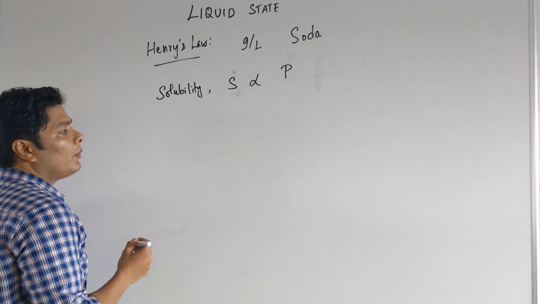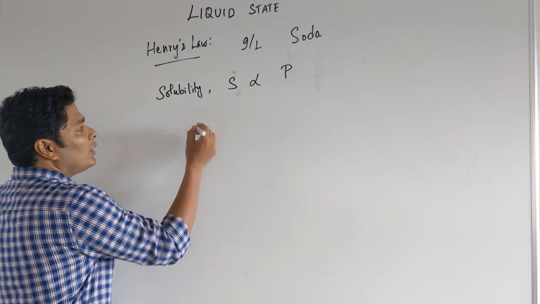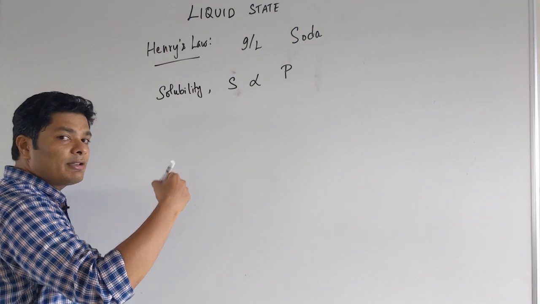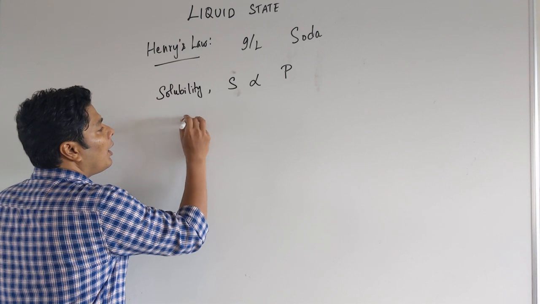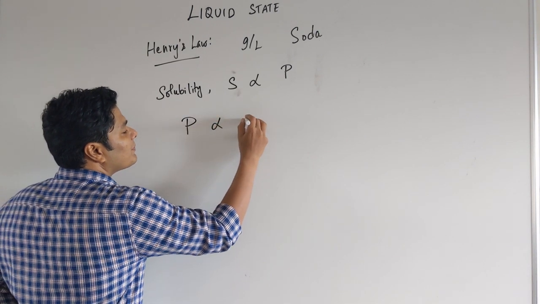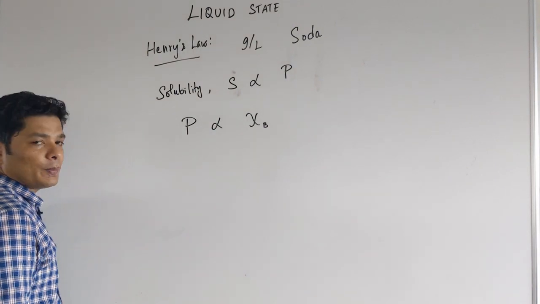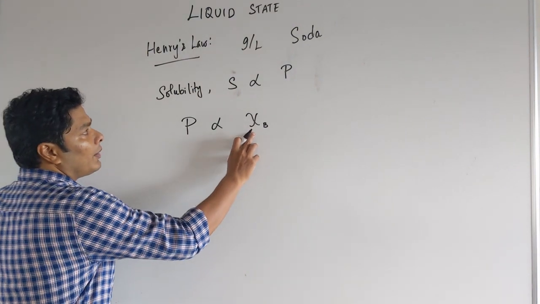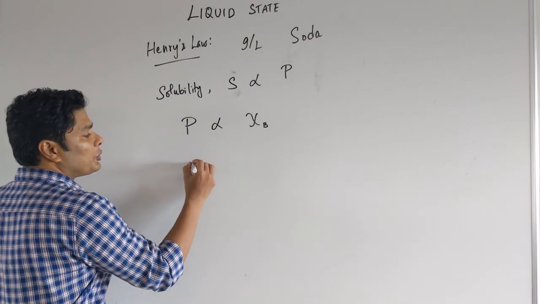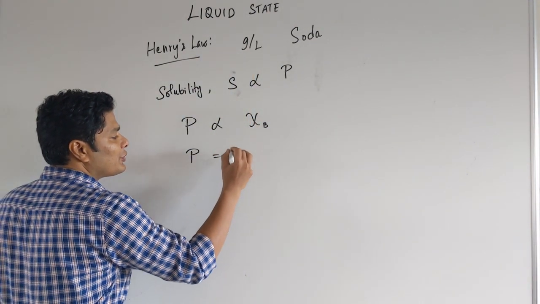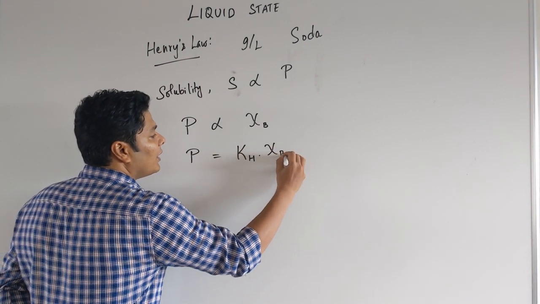Now, when it comes to Henry's law, solubility is a type of concentration. In Henry's law, you are going to use mole fraction. The pressure exerted is proportional to the mole fraction of the gas, which is the solute. This is the mole fraction of the gas in the liquid. Now, obviously the proportionality symbol is not useful for calculation. So, what you have is a proportionality constant Kh, which is Henry's law constant.